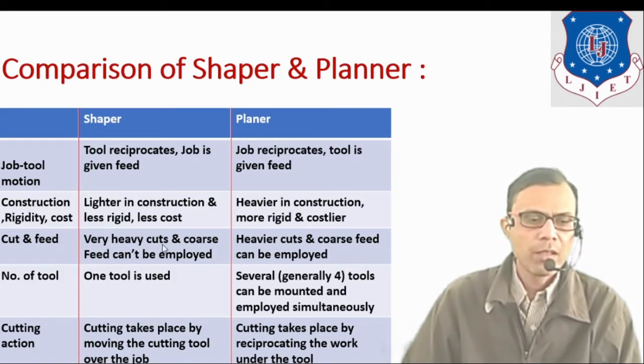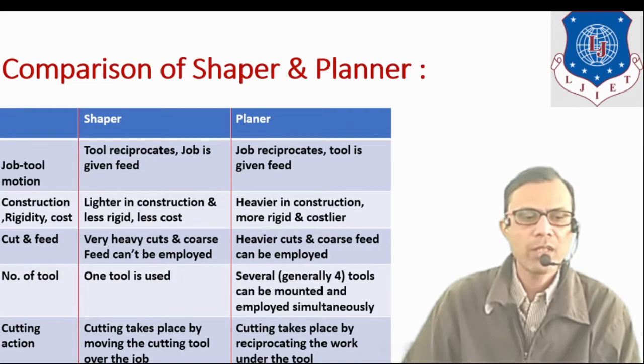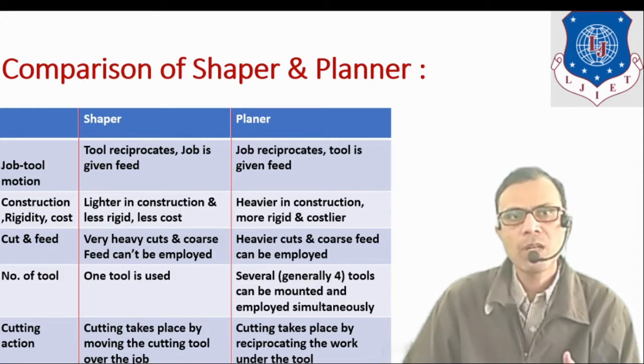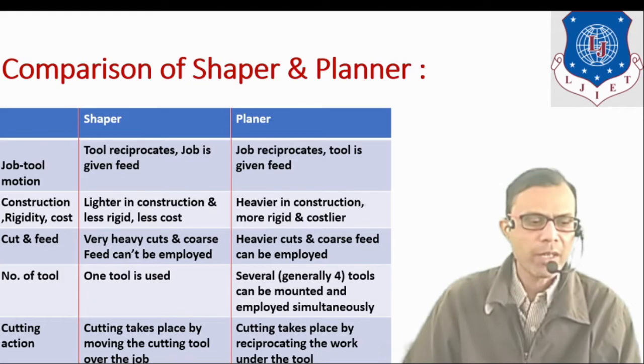Cut and feed wise, very heavy cuts and coarse feed cannot be employed in the case of the shaper machine, whereas in the case of the planer machine, heavier cuts and coarse feeds can be employed. Number of tools wise, only one tool can be mounted in the case of the shaper machine, but in the case of the planer machine, several cutting tools can be mounted simultaneously. Generally, two toolheads can be mounted on the cross rail and two toolheads can be mounted on each of the housings. So in the case of the double housing type planing machine, four cutting tools can be mounted simultaneously.